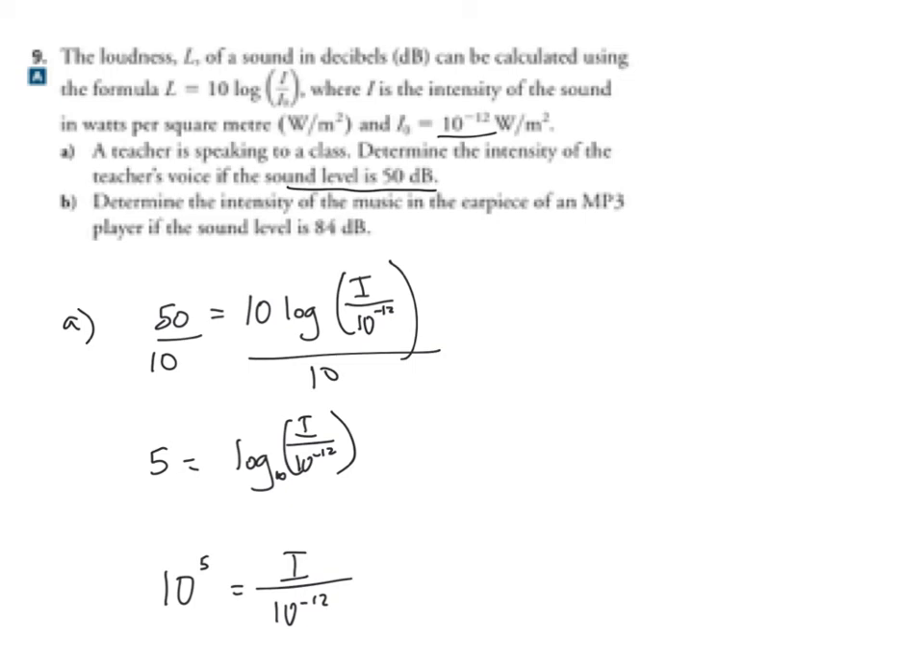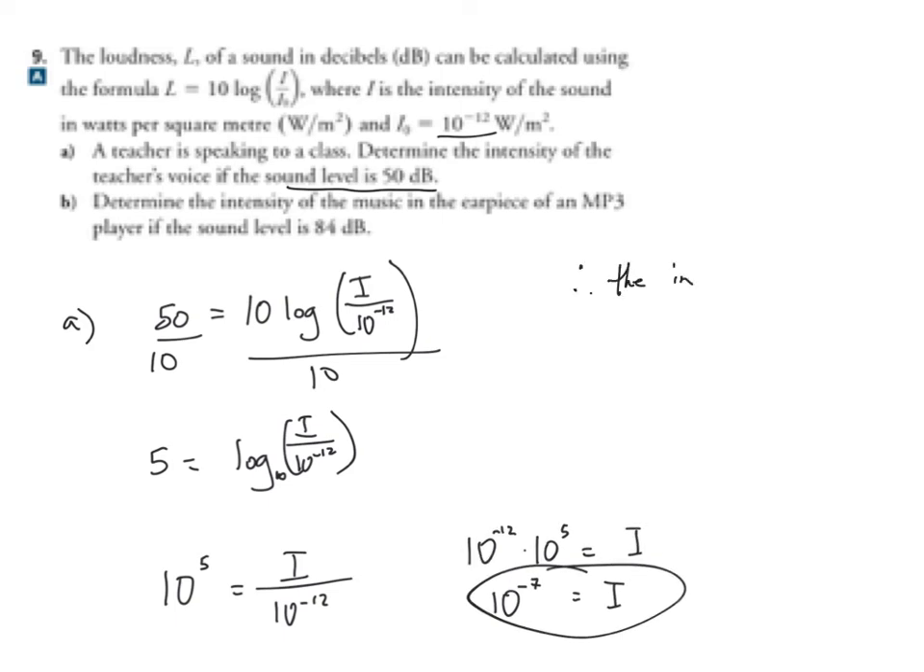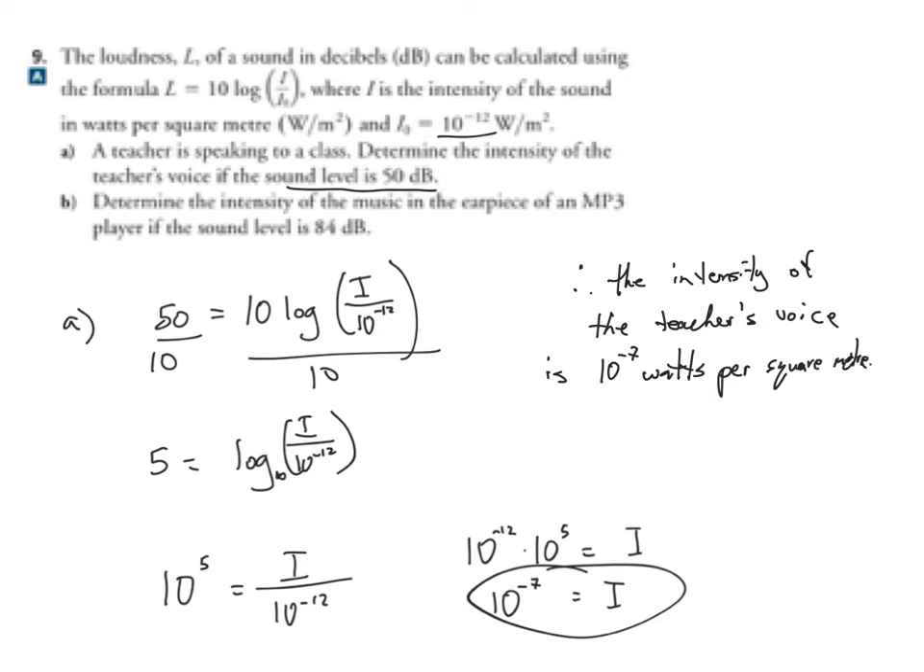Multiply both sides by 10 to the negative 12, and you got 10 to the negative 12 times 10 to the 5 equals I. So this is 10 to the negative 7 equals I. Therefore, the intensity of the sound of the teacher's voice is 10 to the power of negative 7 watts per square meter, otherwise known as 0.0000001 watts per square meter.